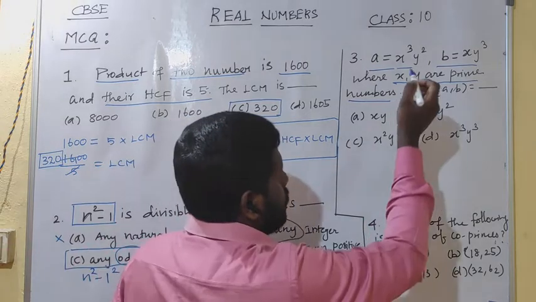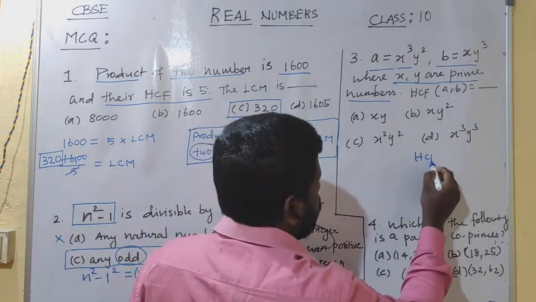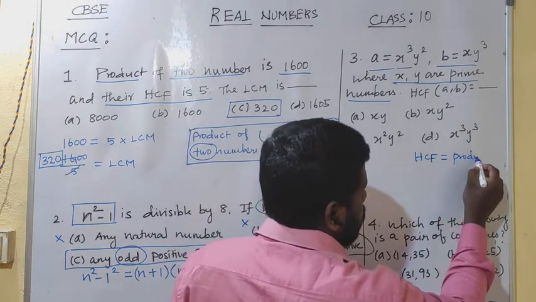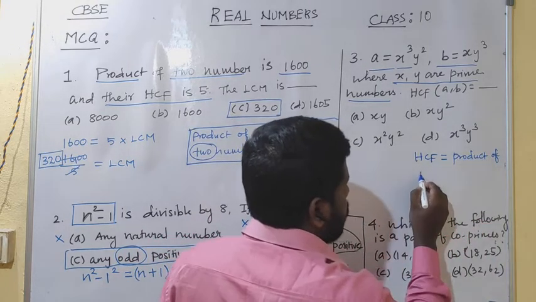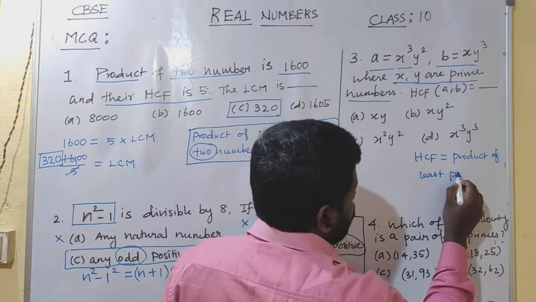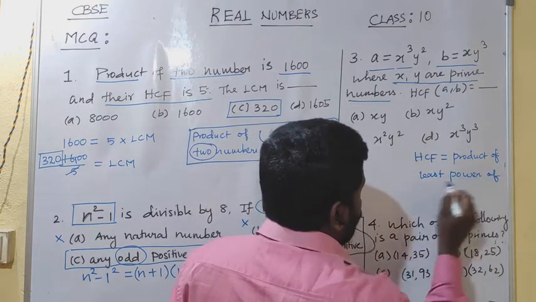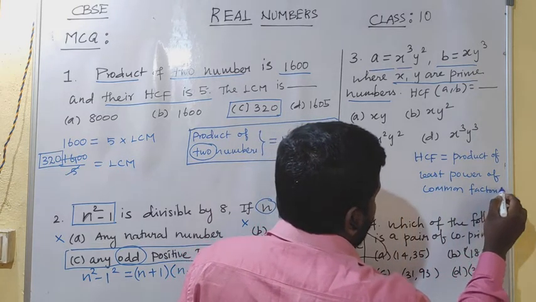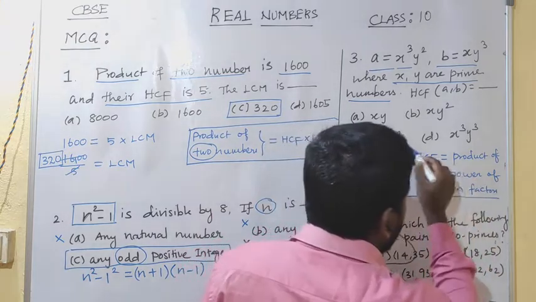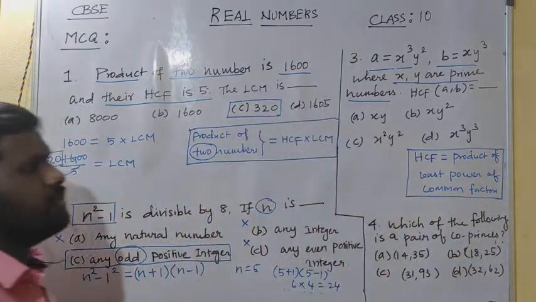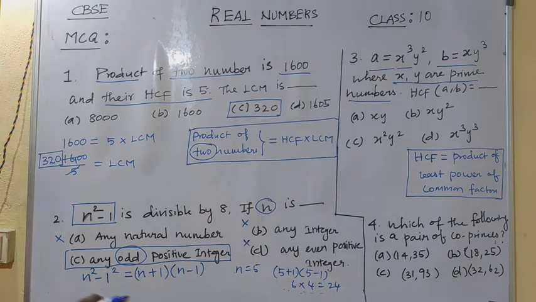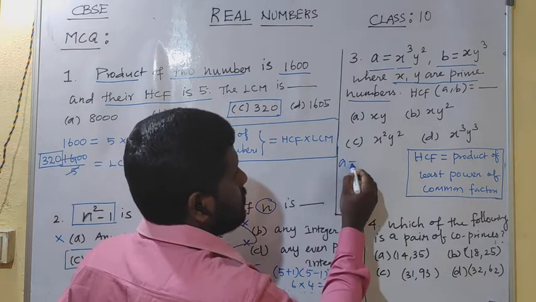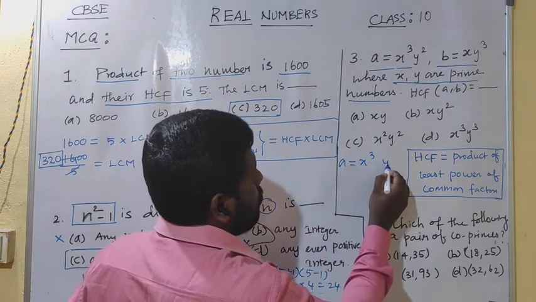So to find the HCF here, what is the needed formula? Product of least power of common factors. To find the HCF, it is the product of the least power of common factors. Listen, to find the HCF, what is the needed formula here? Product of least power of common factors. If you know this formula, you can easily answer this question. See that. First, you have A is equal to x cube into y squared.